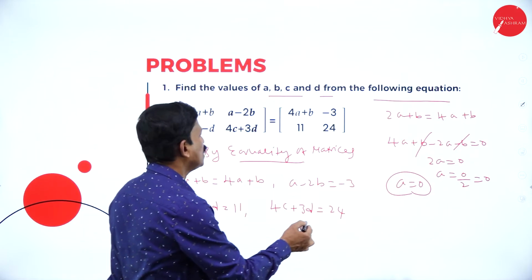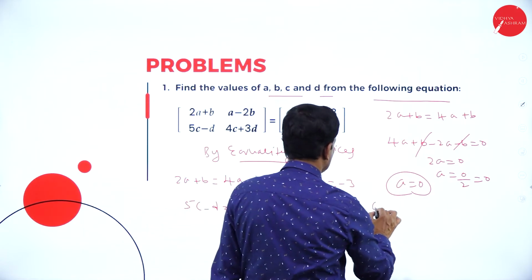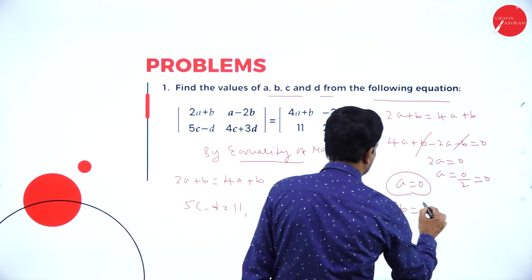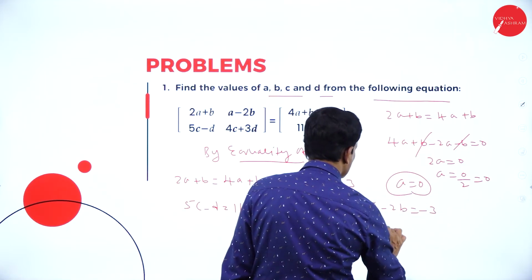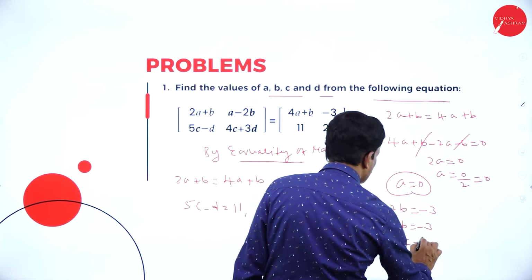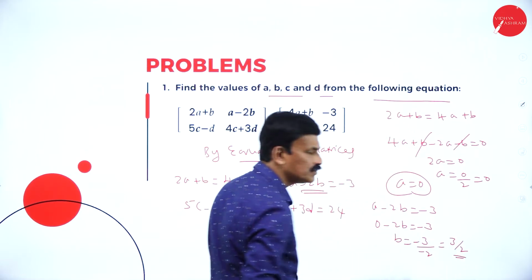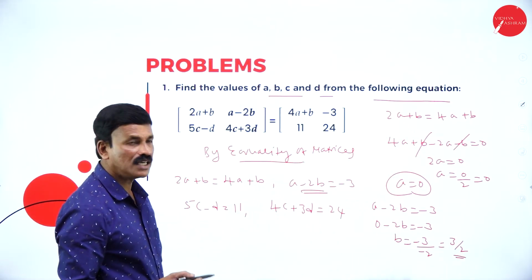Now substitute this value of A in this equation. From A minus 2B is equal to minus 3, what is A? 0 minus 2B is equal to minus 3. Therefore, B is equal to minus 3 by minus 2, that's equal to 3 by 2. B is equal to 3 by 2. Now, A and B are obtained.